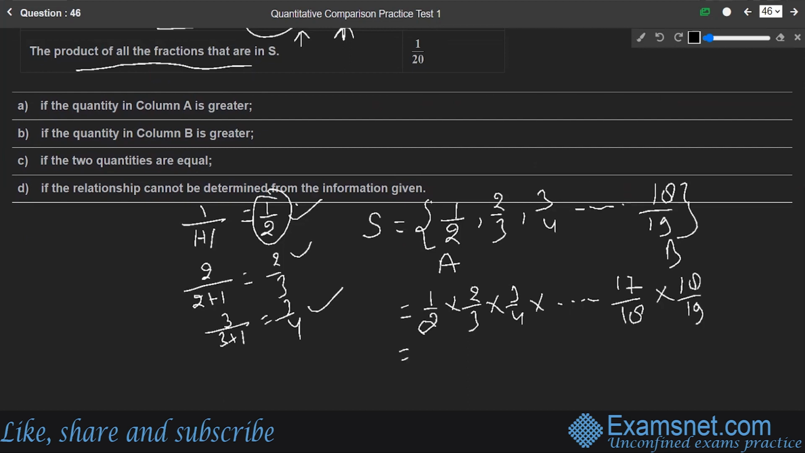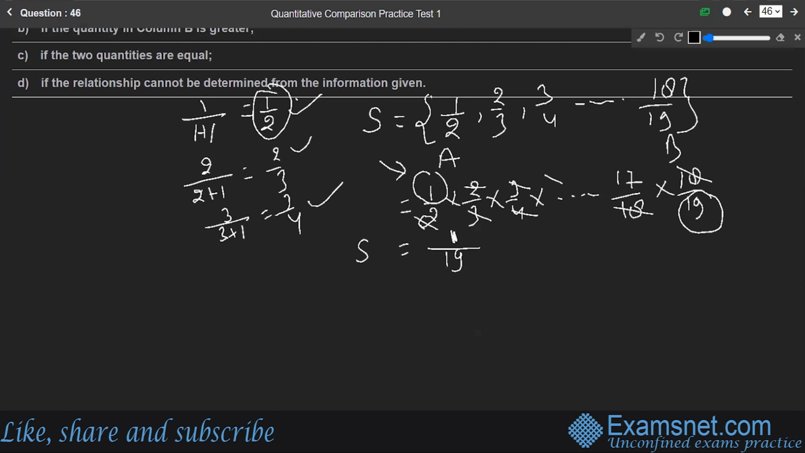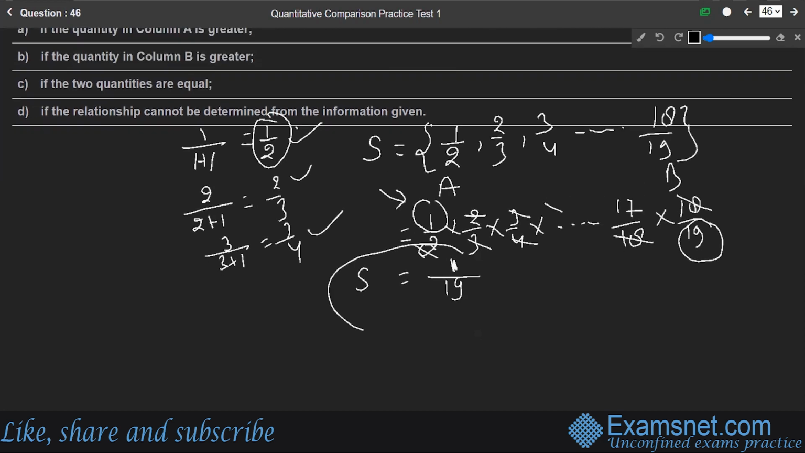Okay, so clearly we can see these consecutive denominators can get cancelled. 2 and 2 get cancelled. 3 and 3 get cancelled. 4 would be cancelled by something here, and this last 18 will be cancelled by the last 18 in the numerator. So ultimately what you would be left with is the very early one, that is 1 in the numerator, divided by the last 19. Okay, so 1 by 19 would be the product. So the ultimate product that is coming out as the final quantity of column A is 1 by 19.